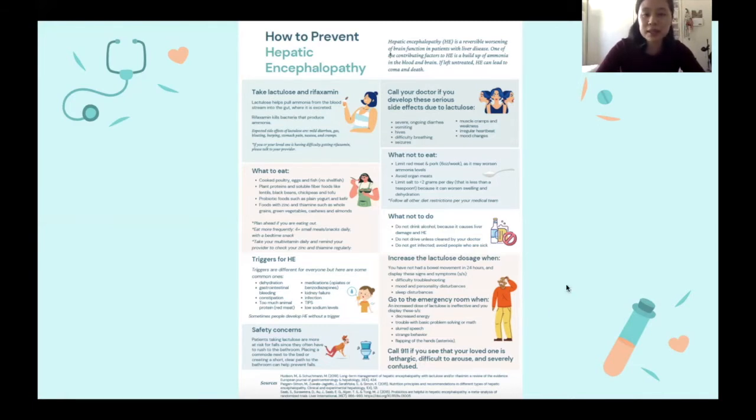Yeah, so I made this in conjunction with several stakeholders, as well as after doing a review of the literature. And we printed out copies for the unit, as well as made laminated copies, so nurses could use it for teaching, as well as hand it out to patients.